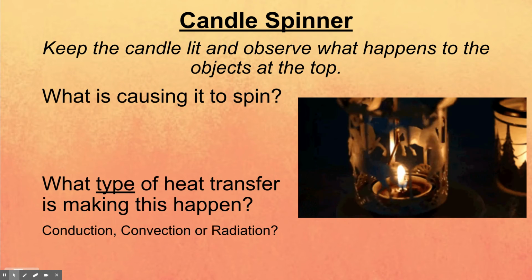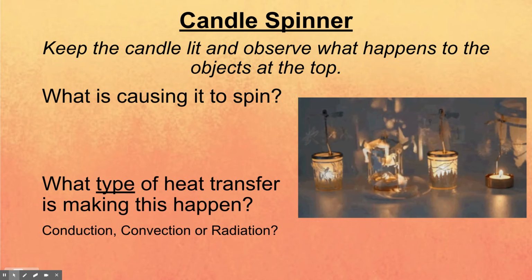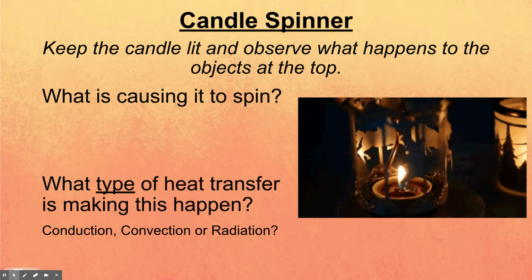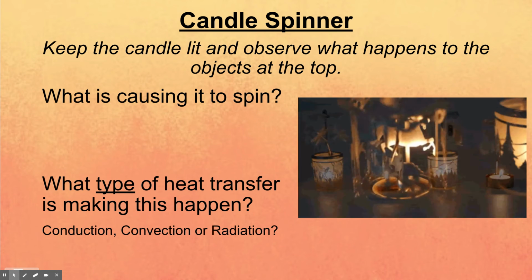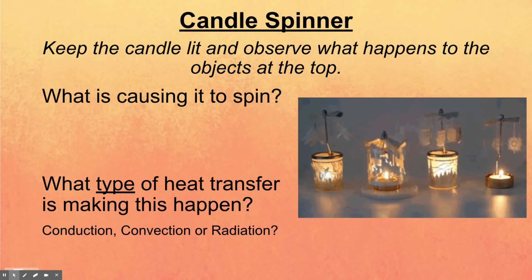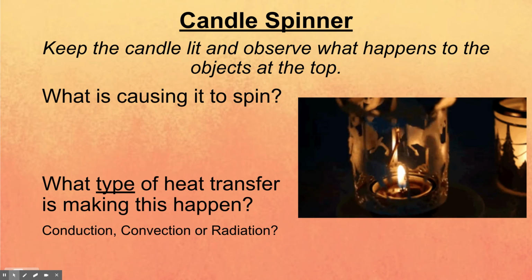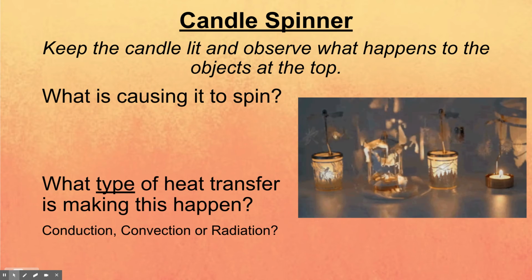The next one is the candle spinner. So here you've got the candle and it's making it spin. So how is that moving? And what kind of heat transfer is that? Conduction, convection, or radiation?